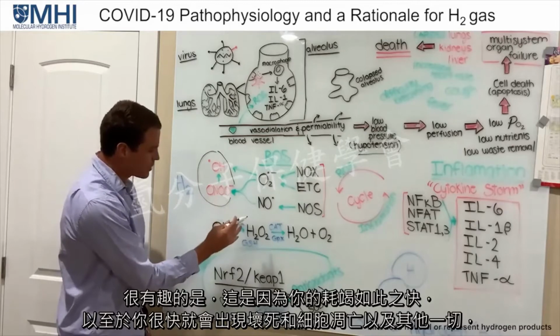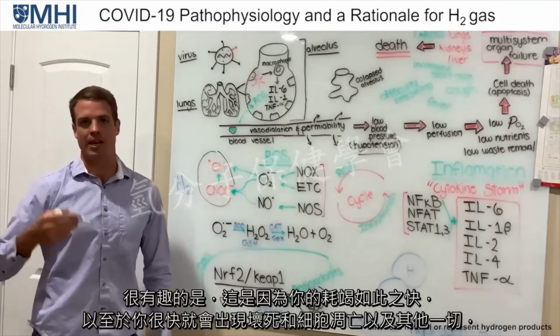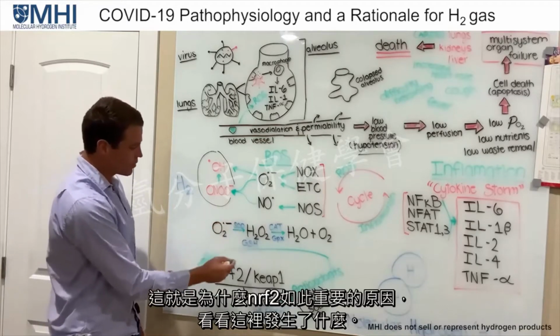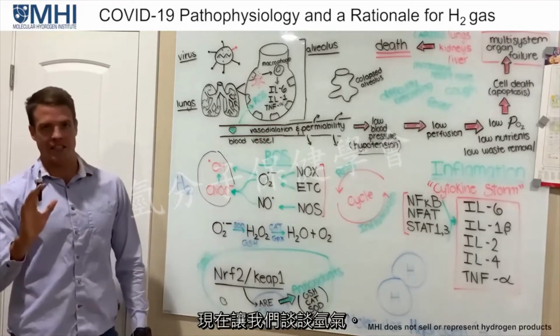You get such a depletion going on here that you're quickly going to have necrosis and apoptosis, cell death, and everything. So that's why NRF2 is so important. Well, look what happens here. So now let's talk about hydrogen a little bit.